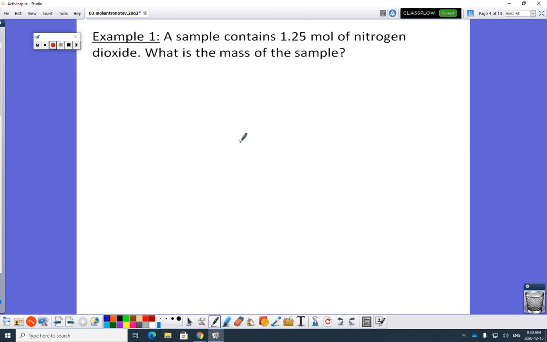Okay, so a sample contains 1.25 moles of nitrogen dioxide. What is the mass of the sample? So when you do these questions, there is some background information that you need. For example, if you were given something like this, it doesn't necessarily tell you the formula for nitrogen dioxide. So maybe in your mind, you're like, nitrogen dioxide's NO2 because it says di, which means 2. That's fine. Or if you need to write the formula out, that's fine too.